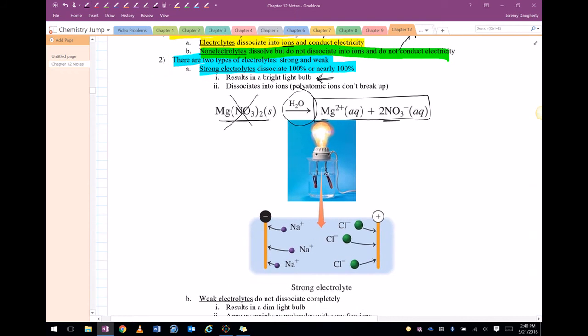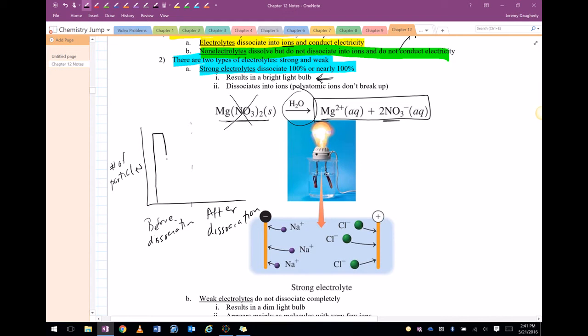Okay, so if I was going to look at a graph, let's just say this is number of particles. I'll say that over here. All right, and then here's before dissociation, so before it's been put in the water. Then this is after dissociation. Okay, so here's magnesium nitrate to begin with. Let me draw, this is supposed to be a straight line. All right, so there's magnesium nitrate.